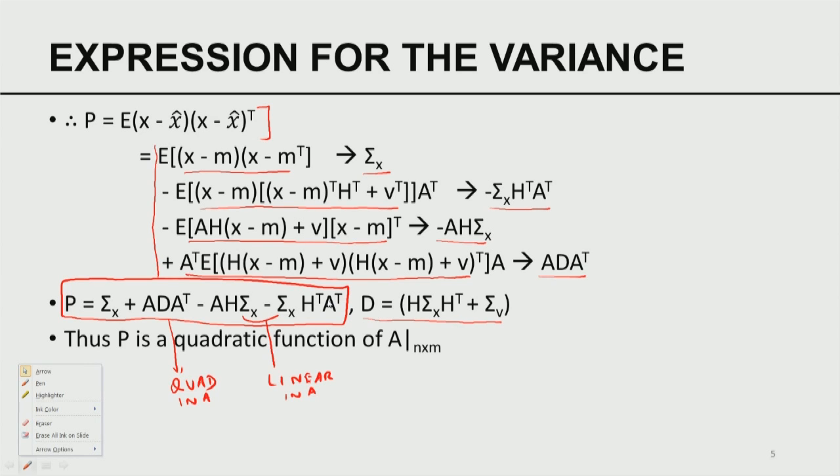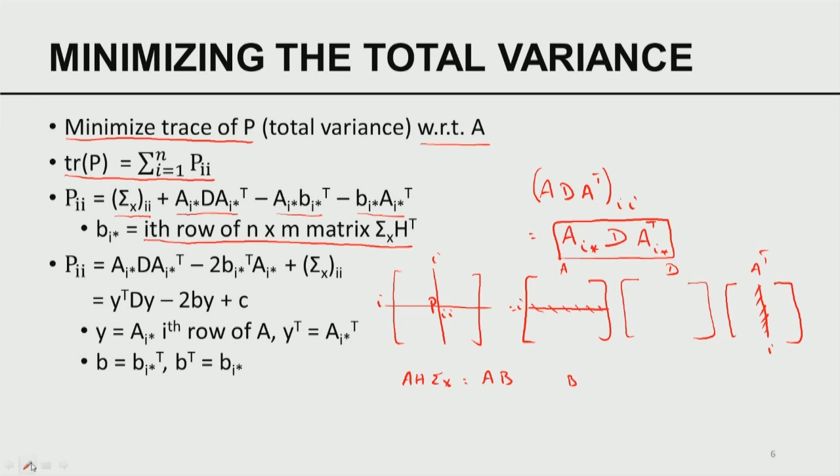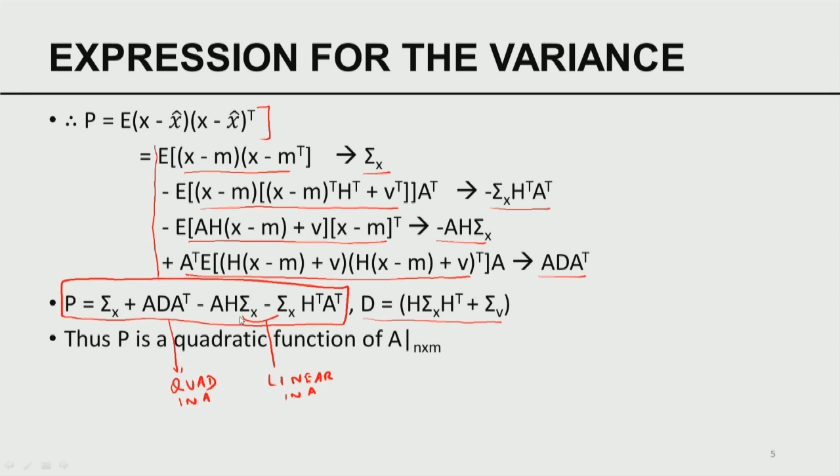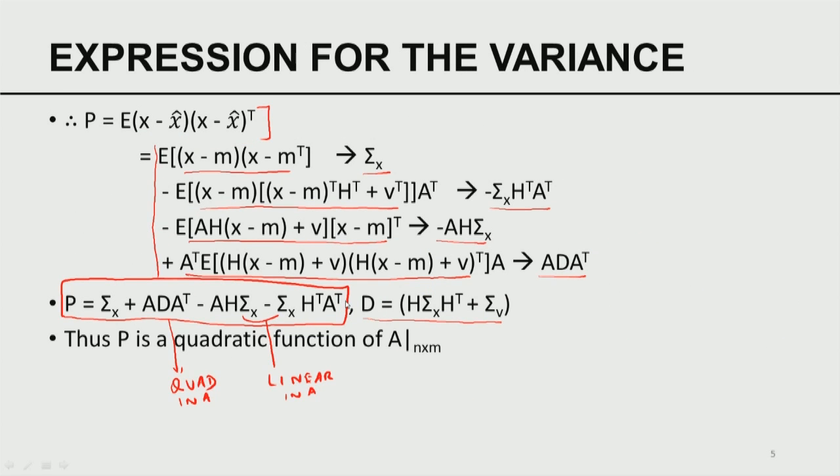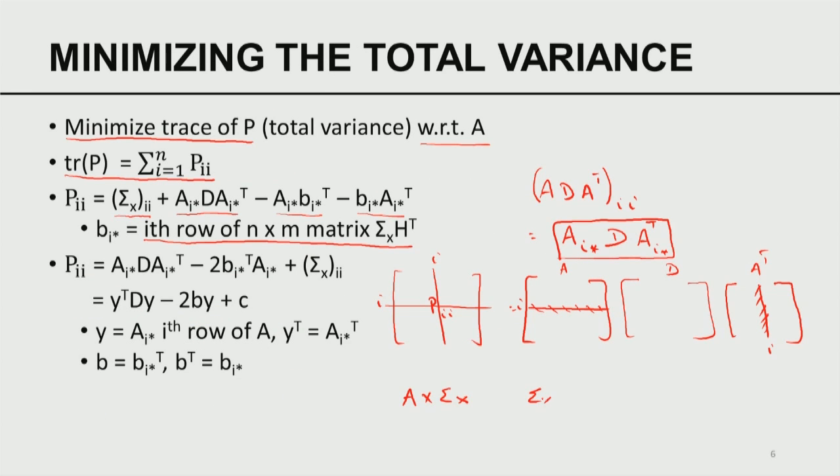So let's look at the two terms. There are two terms. I'll erase this part. So if you go back, I have two terms, AH sigma X is one term, and that is sigma X H transpose A transpose. In here, this is not X, this is H, sorry. Sigma X is symmetric, so you can see these two matrices are transposes of each other.